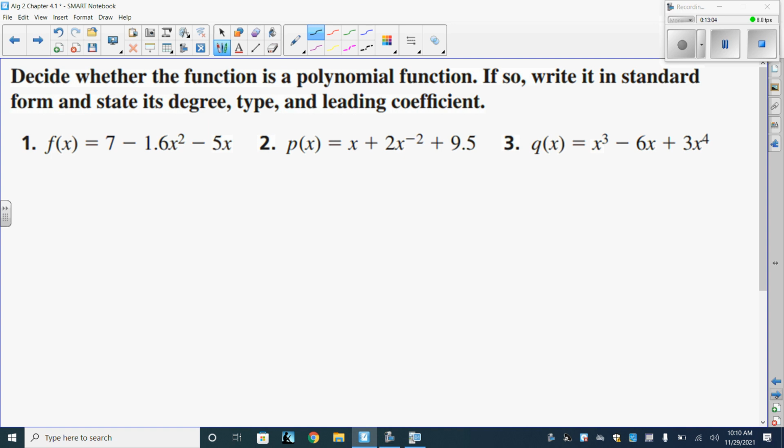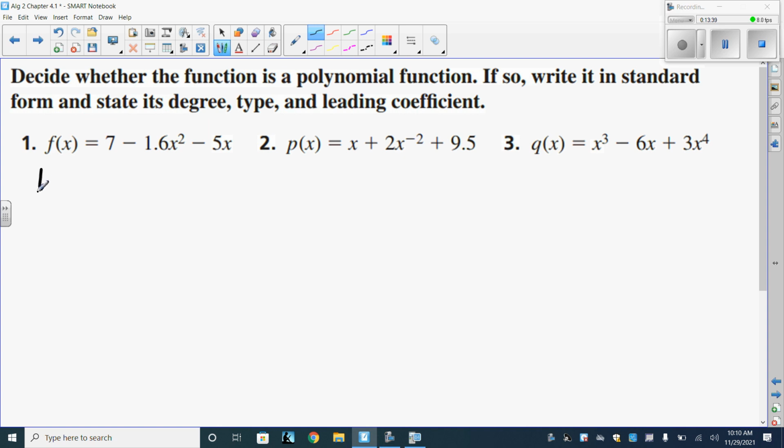Do we need to see another example of one of these? We feel comfortable with writing it in standard form, degree, leading coefficient, and type. Which one? So if we look at number 1, can we say that this is a polynomial function? Yes. We don't have any negative exponents. We don't have any fractional exponents. So really, I need to add in variables as an exponent. We do not have any radicals or variables multiplied together or variables in the bottom of a fraction.